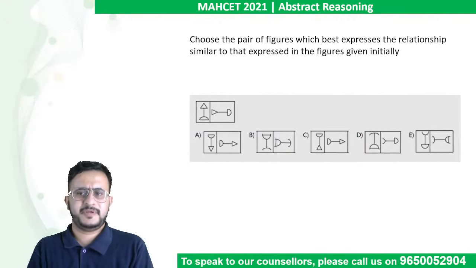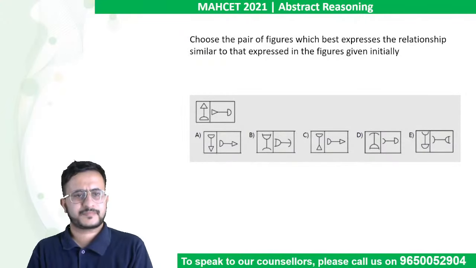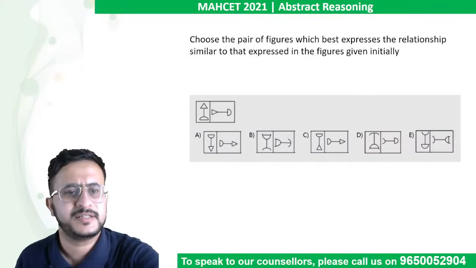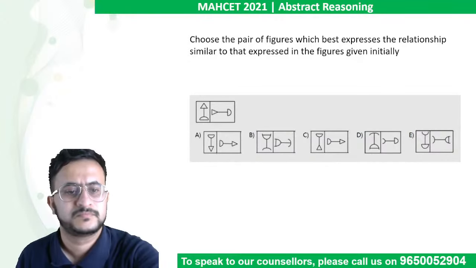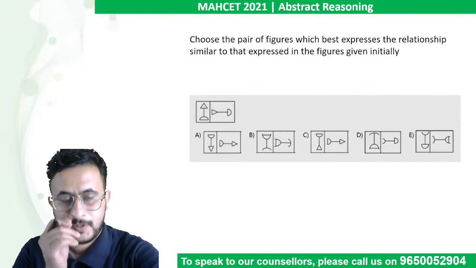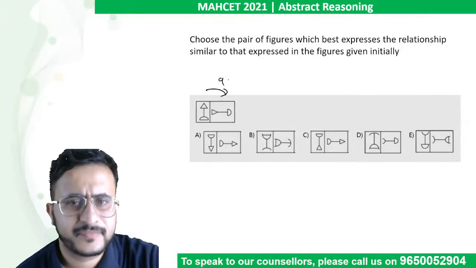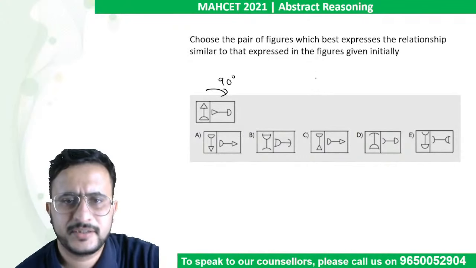Find the image that has the same relation. Which of the following images has the same relation? So what's happening in this image? First of all, you rotate it by 90 degrees. If you turn it by 90 degrees, you will get a triangle like this and this D shape, right?